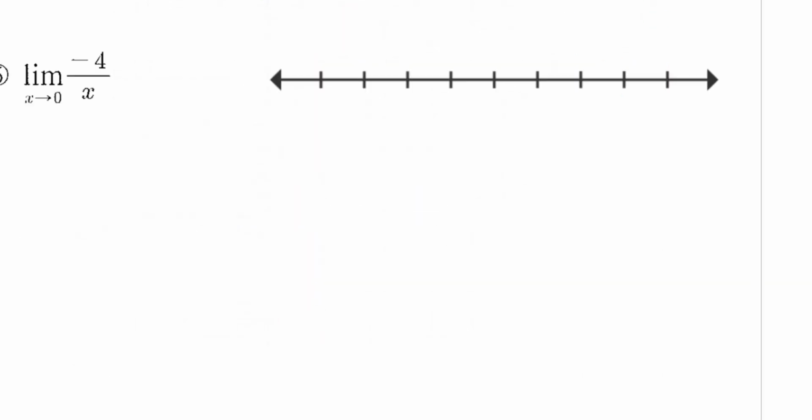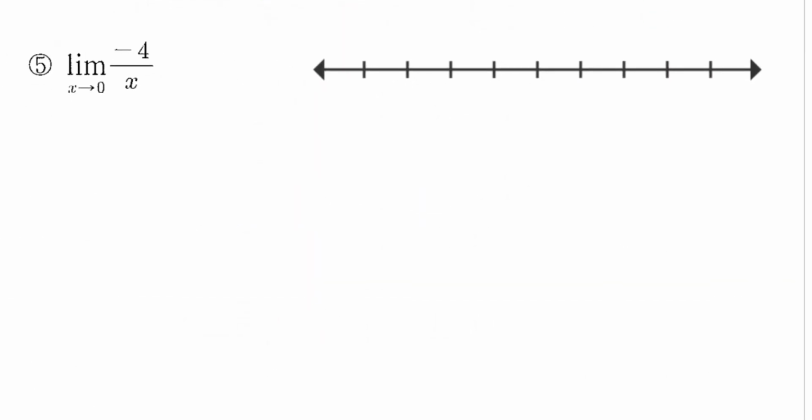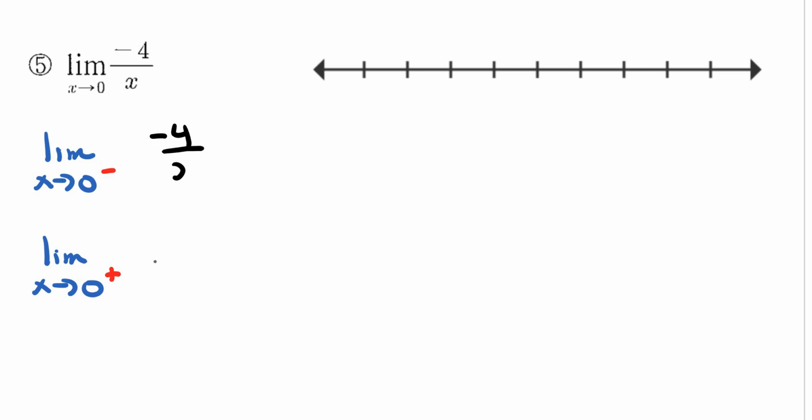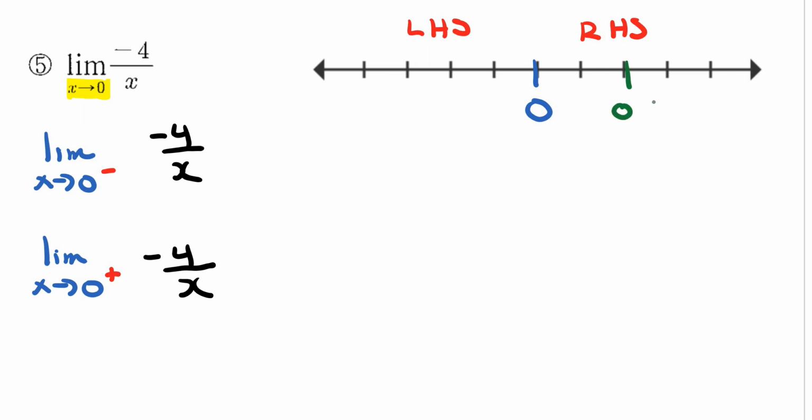All right, let's move on to question number 5 here. Question number 5, same situation as the previous one. We have to do 2 separate limits here because we're not given a specific side. If we're not given a plus or minus, we actually have to do both of them. So this is going to be negative 4 over x and negative 4 over x, so we need to compute 2 limits here. Well, 0 is in the middle because that's the number that we're approaching, and we have a left-hand side and also a right-hand side. Maybe on the right-hand side I'll pick 0.1, and on the left-hand side I'll pick negative 0.1.